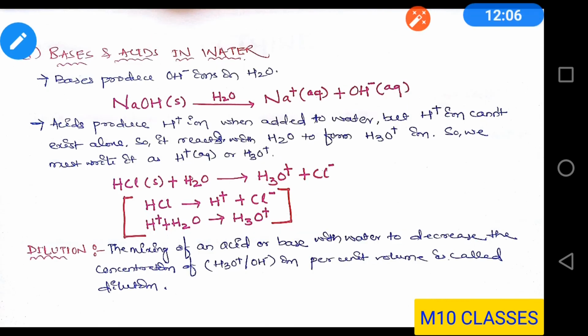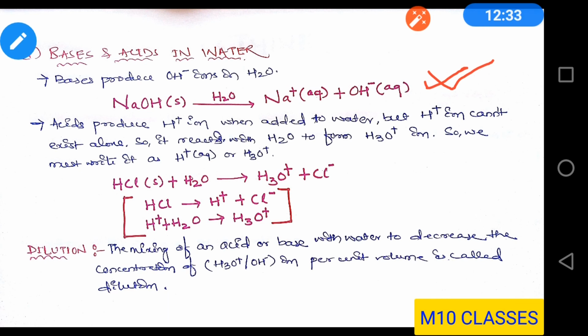Bases and acids in water. Now bases produce OH minus ion in water. So NaOH in water produces Na plus and OH minus, and the basic property of the alkali is because of the production of OH minus ions. Similarly, you have read that acids in water produce H plus ion, but you have to remember a concept here.